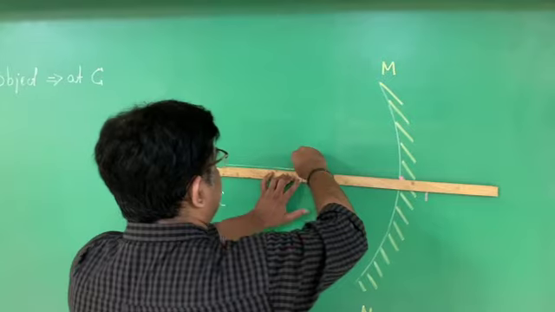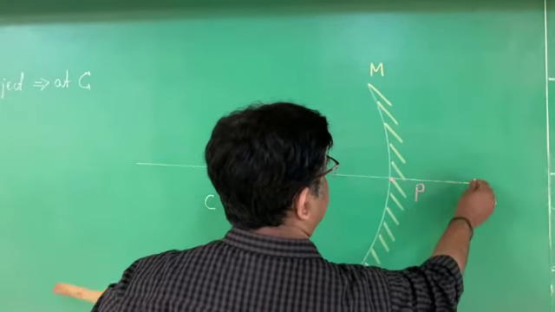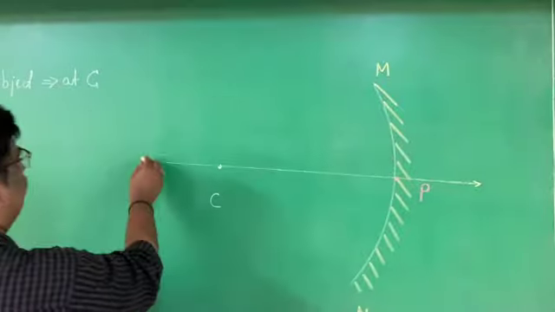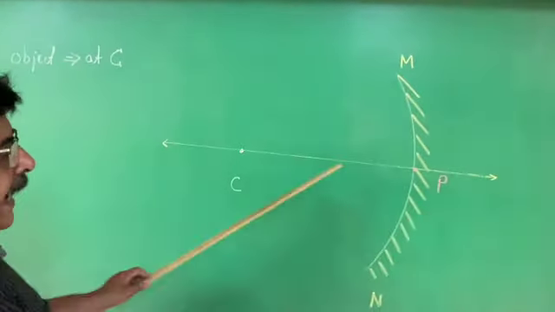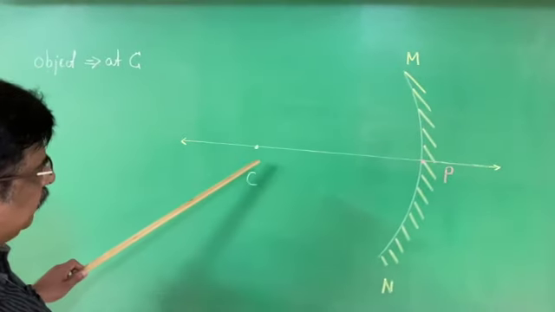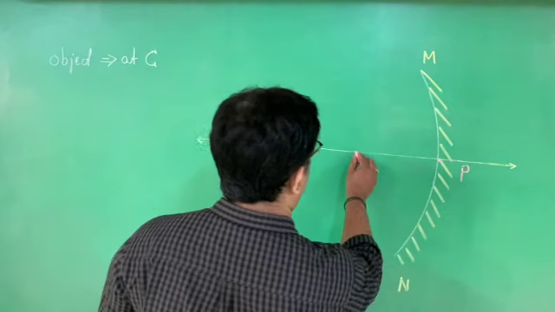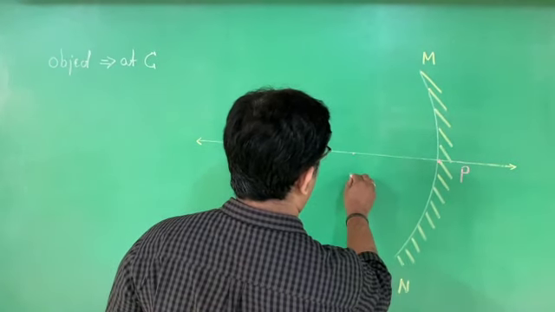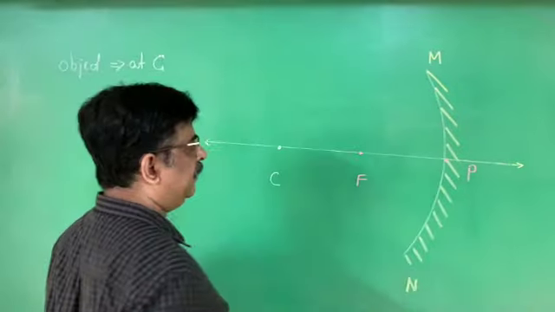This is a straight line. A straight line is a line which can be extended on both sides. And this line is called the principal axis. Between C and P there is a midpoint. That midpoint is called the principal focus.